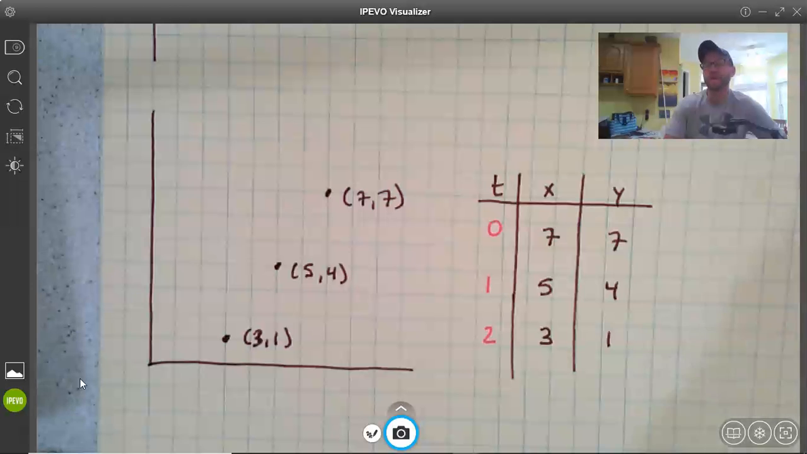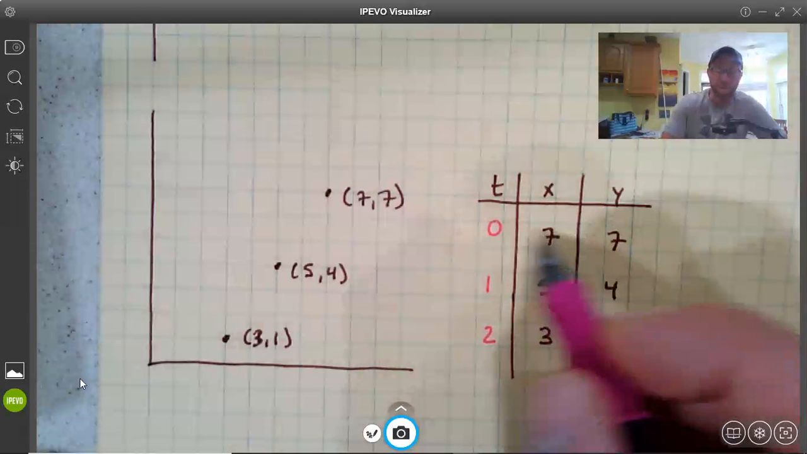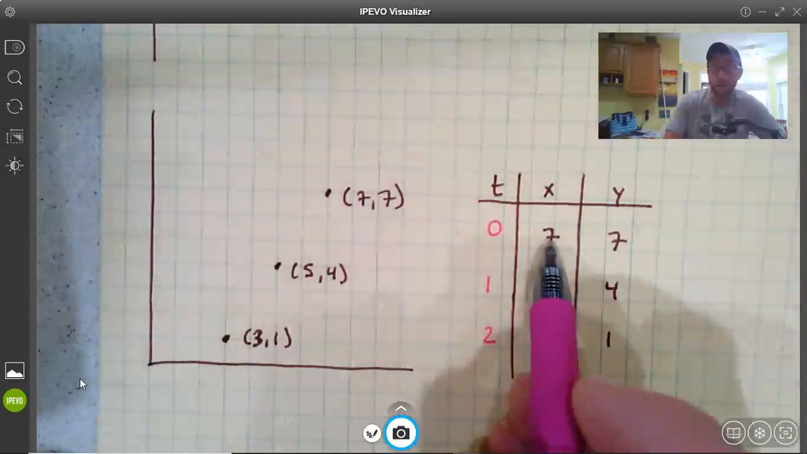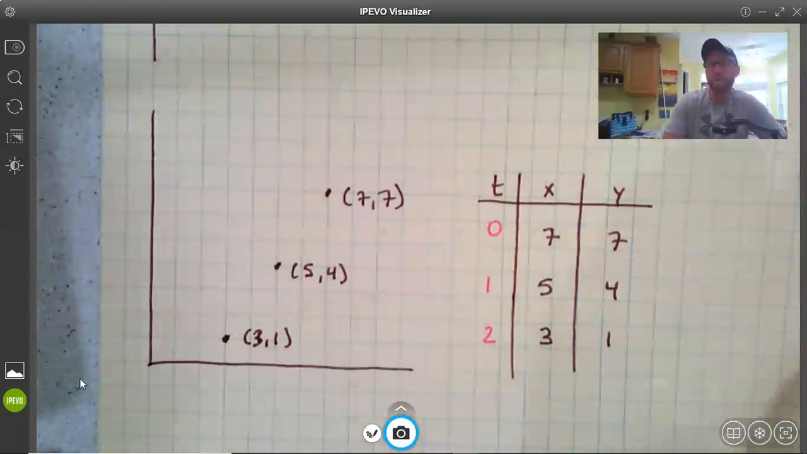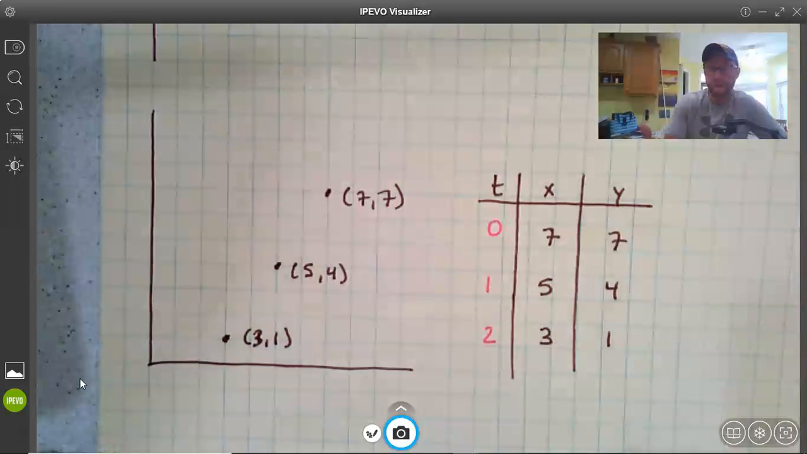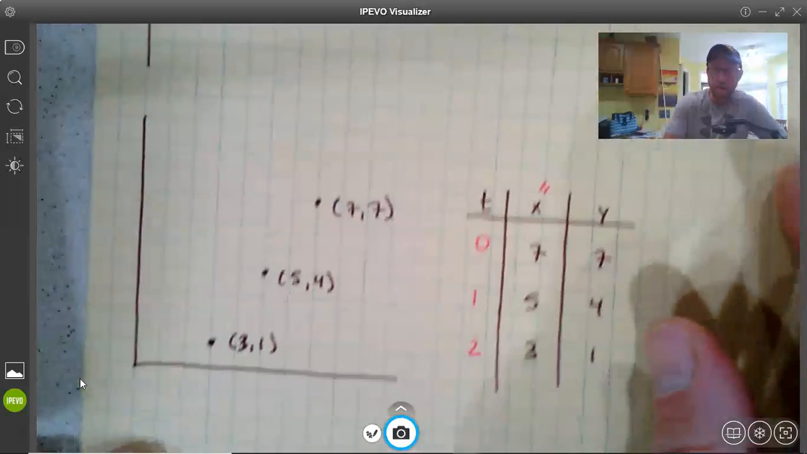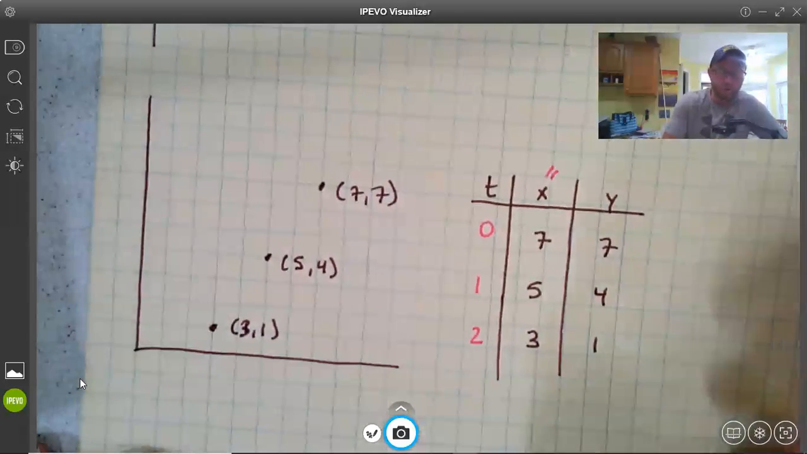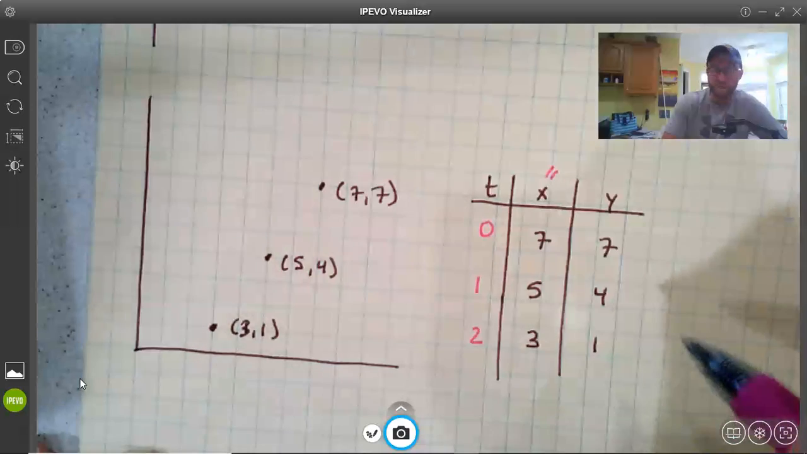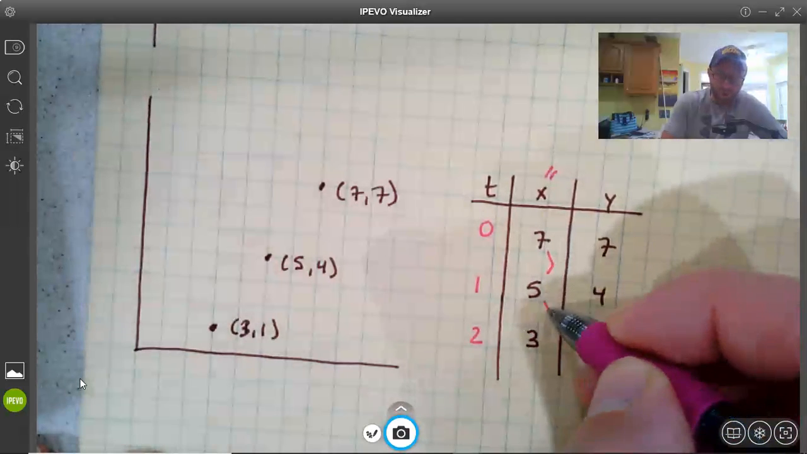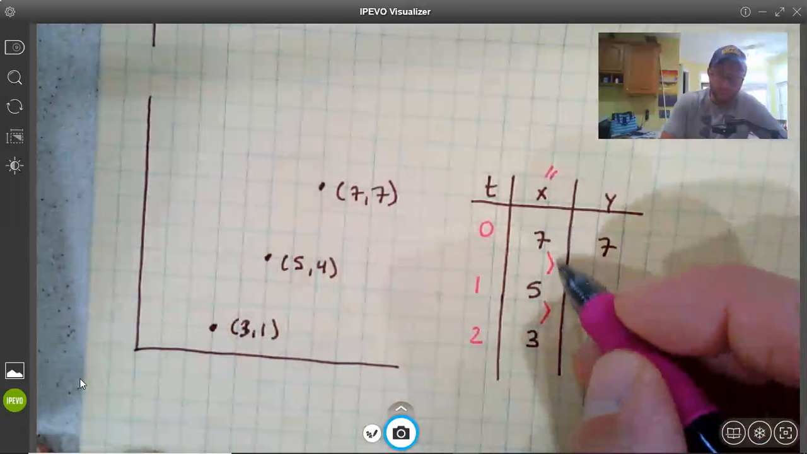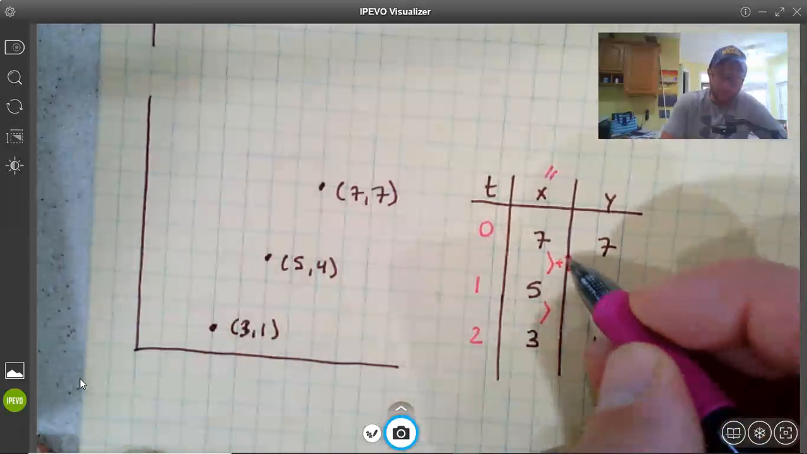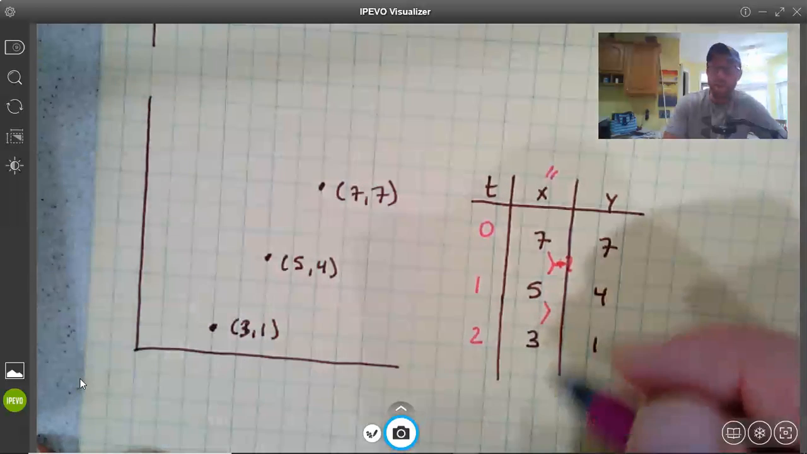It doesn't really matter. All that matters is that I can write a rule where I input 0, output 7. Input 1, output 5. Input 2, output 3. All right, so that's it. For this one, my rule for x, if you go back to your Algebra 1 days, writing rules to match tables, the first thing I would look at is the differences. Our differences here are all minus 2. We're going down by 2.